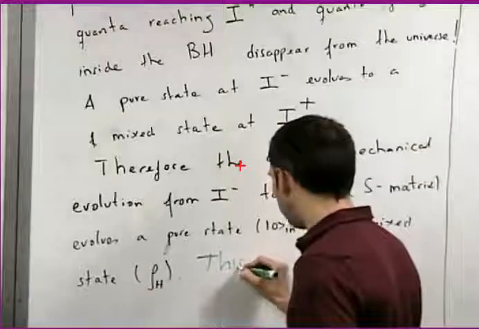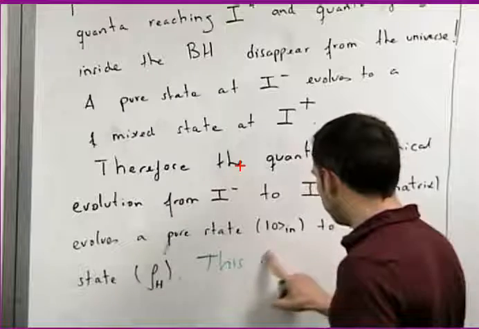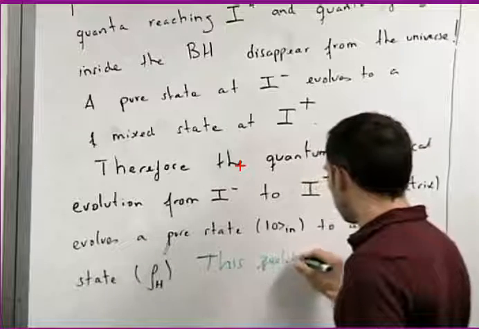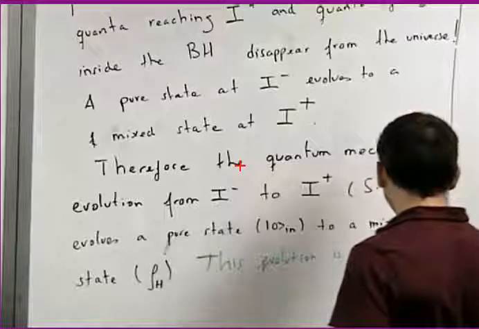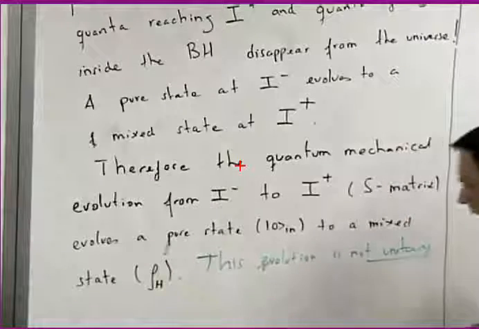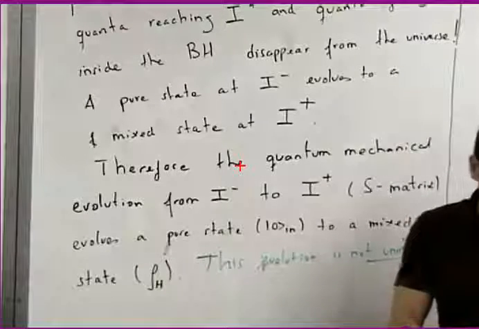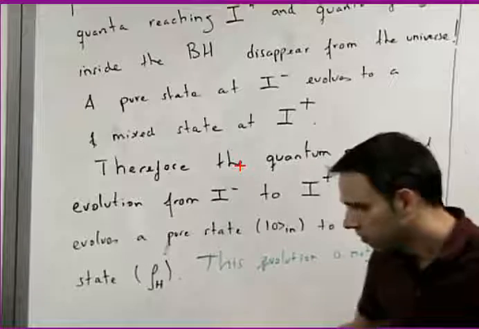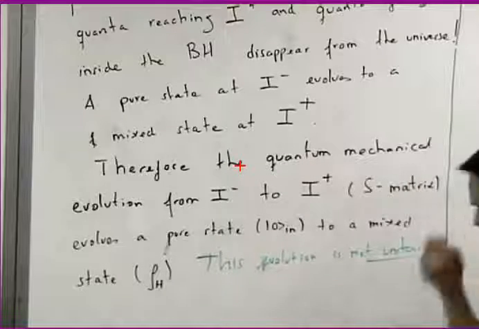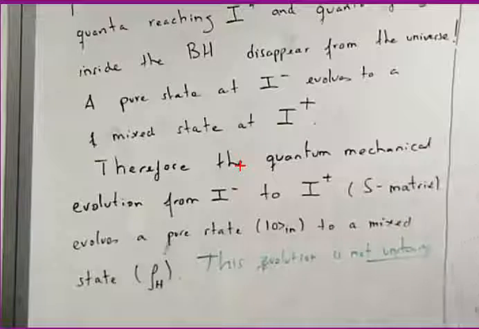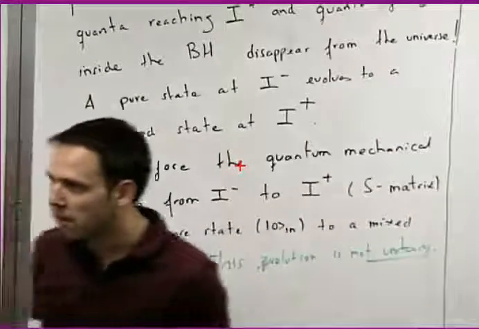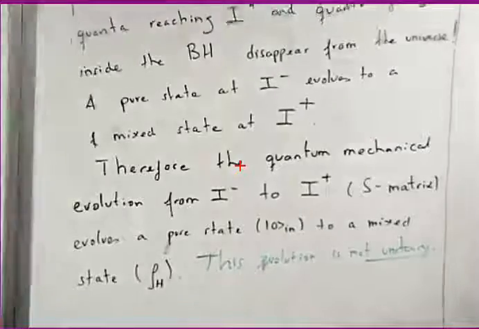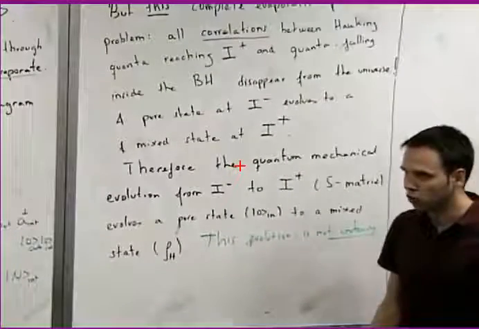If you know something about quantum mechanics, you will realize that this evolution is not unitary. A unitary evolution can never connect a pure state with a mixed state. So if the black hole evaporates completely, we had a pure state, entropy 0, and you get to a mixed state, large entropy, information has been lost, quantum mechanical evolution is not unitary.